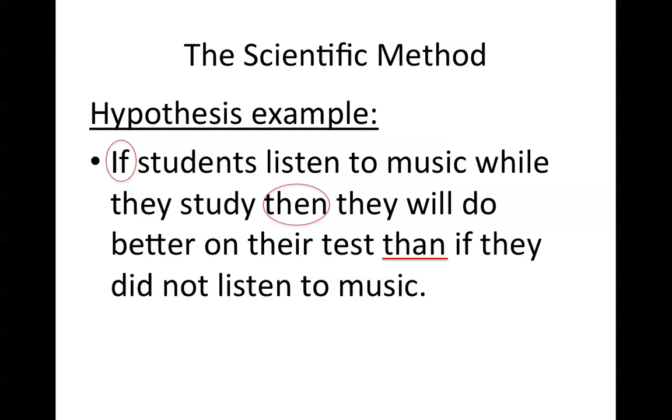So in this example, you can also identify the control from the hypothesis. The control group in this is the group of students who are not listening to music. So in this experiment, you'll have two test groups. One group of students that does listen to music, and one group of students that does not listen to music. Okay, the group without music is the boring group or the control group.